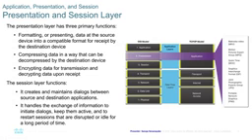Presentation and session layer. The presentation layer in the OSI model, which is still part of the application layer on the TCP/IP model, has three primary functions. They are formatting or presenting data at the source device into a compatible format for receipt by the destination device, compressing data in a way that can be decompressed by the destination device, encrypting data for transmission, and decrypting data upon receipt.